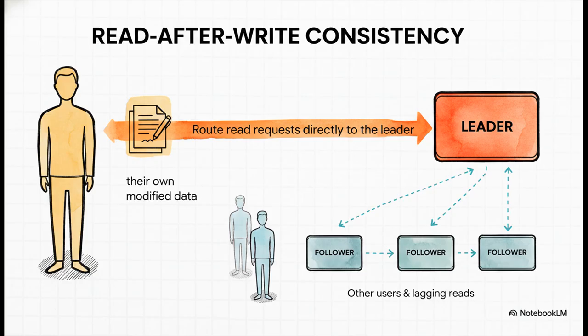The fix is an elegant solution called read after write consistency. We simply configure the system to route a user's read requests for their own modified data directly to the leader. We often do this by tracking the timestamp of their last update, and we keep this routing rule active for just a short window of time after they submit it. This guarantees that users always see their own recent updates, giving them totally necessary peace of mind. Meanwhile, they can still read everyone else's older data from the lagging followers, which preserves our system's massive scalability.